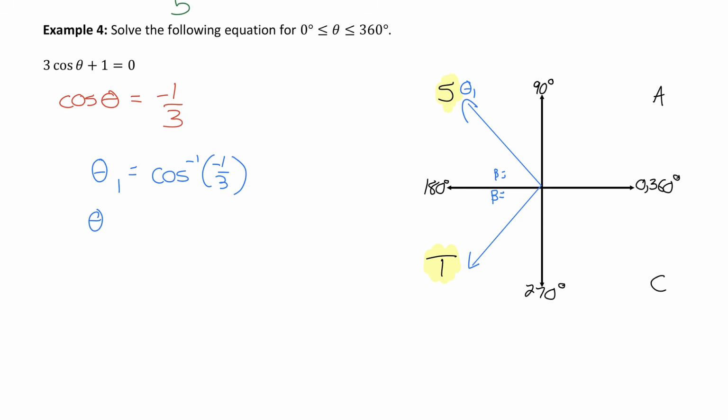If I evaluate this, I get 109.5 approximately. That means to get from here to here, it's 109.5 degrees. So that is one of the answers to the question. That is one of the principal angles.